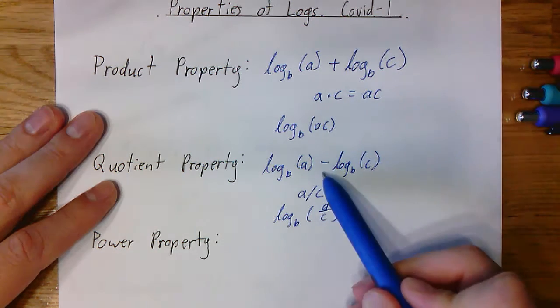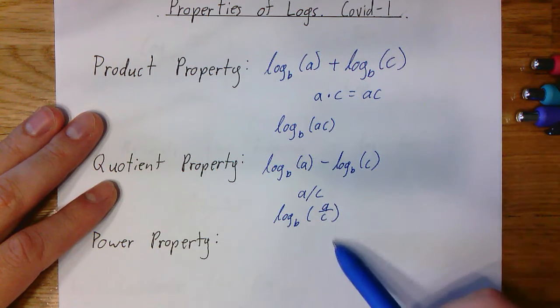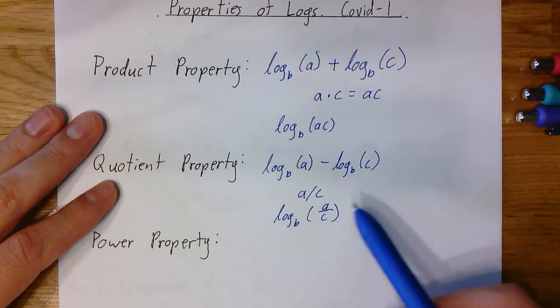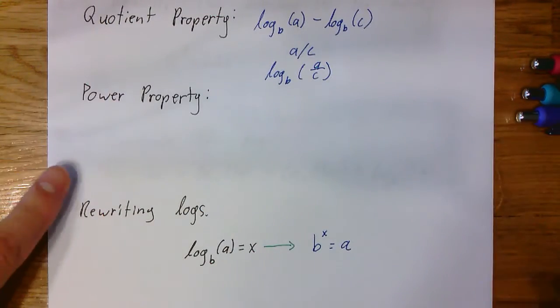Just make sure that whichever one is second, or the one that has the negative sign in front of the log, that's the stuff that goes on the bottom. Okay. If our log is positive, we'll put it on the top. Okay. Last one we need to know about is the power property.